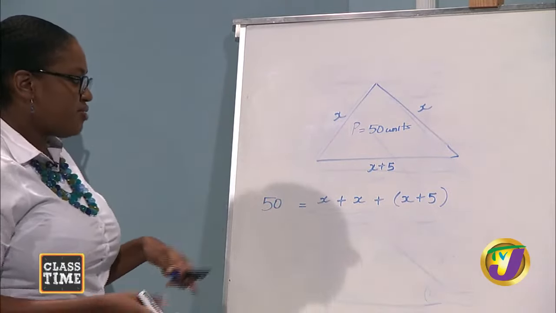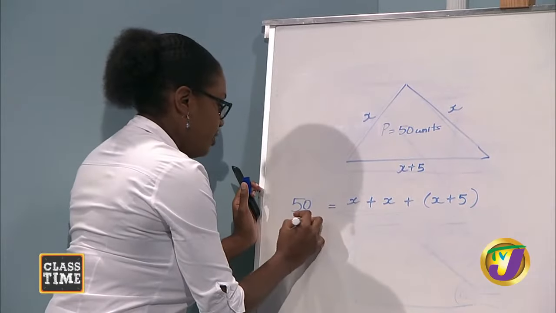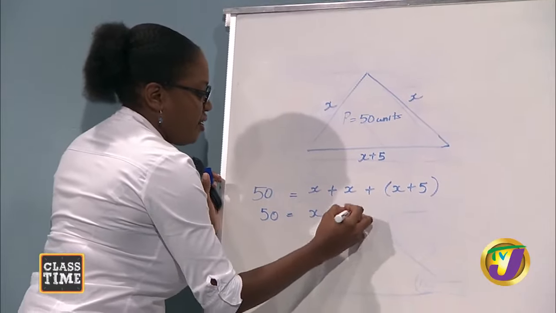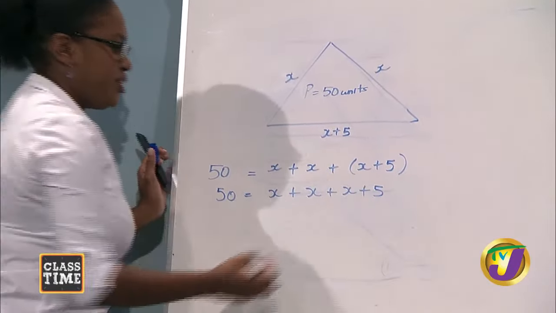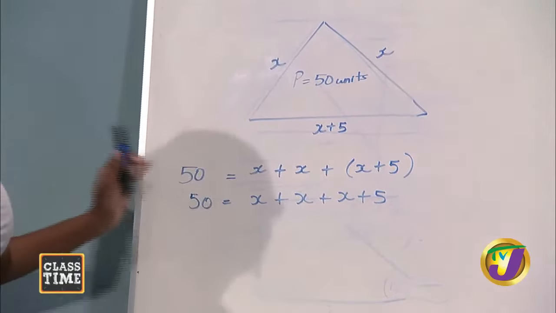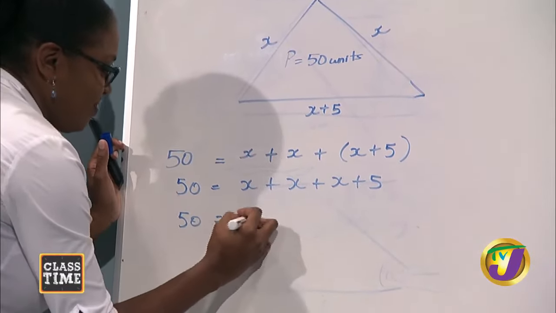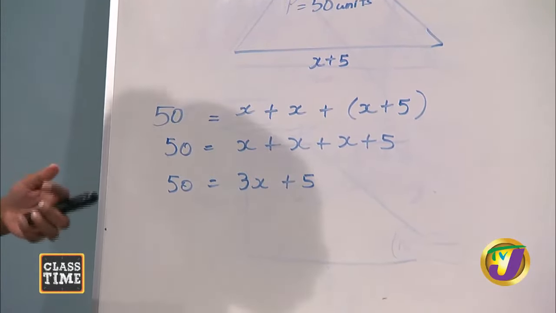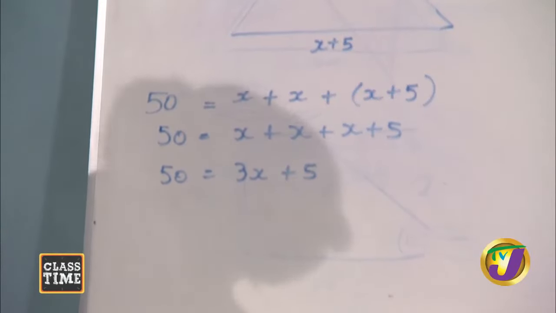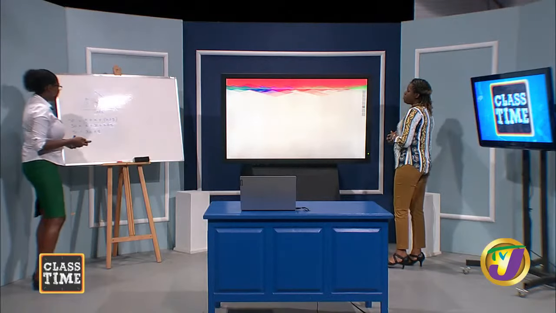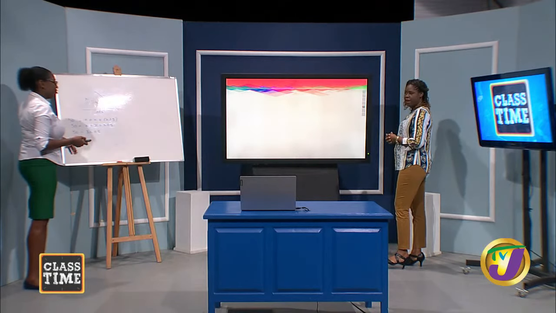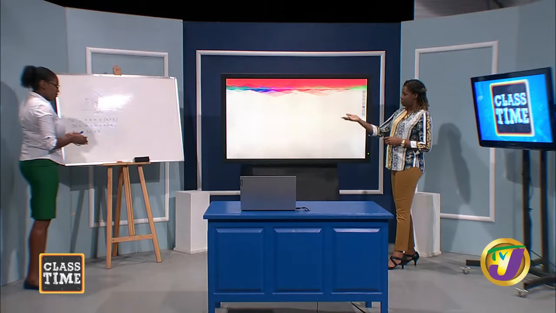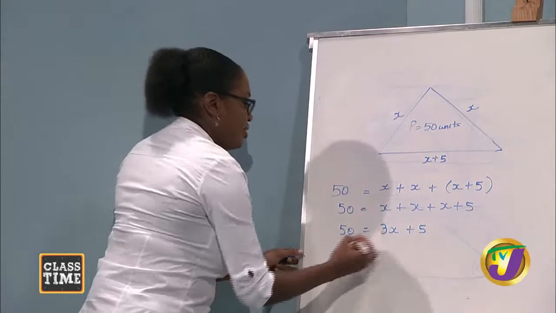Removing the brackets, we can simplify. I'm giving myself a lot of work here. I'm seeing 3 x's, so 50 is equal to 3x plus 5. This is solving a simple linear equation. We do some inverse operation: subtract 5 from both sides. That would give us 45. And then we isolate x by dividing by 3.